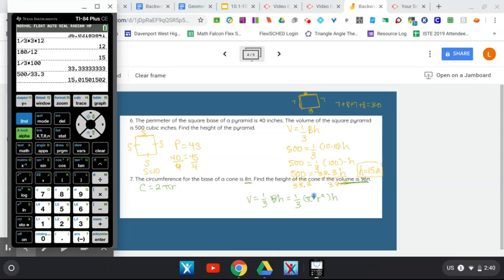Well, I can't do this volume until I know what the radius is. So I'm going to use the circumference formula. 8 pi equals 2 pi r. What I'm going to do here is divide both sides by 2 pi, because the pi here will cross out with the pi here. 8 divided by 2 is 4. So this particular cone has a radius of 4.